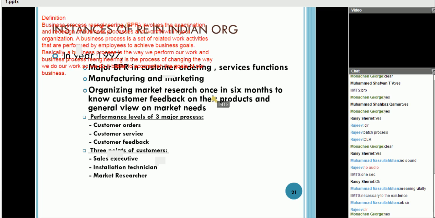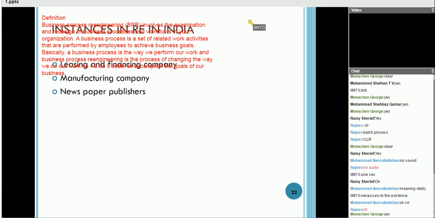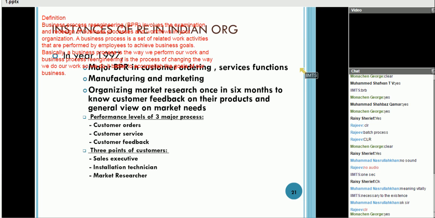Right. So this BPR was first used in all these sectors. Leasing and financing company, manufacturing company, and newspapers publisher. So they also started the re-engineering process in 1997. Right. So this was the last slide, I think. Yeah. So in India it started in January 1997.